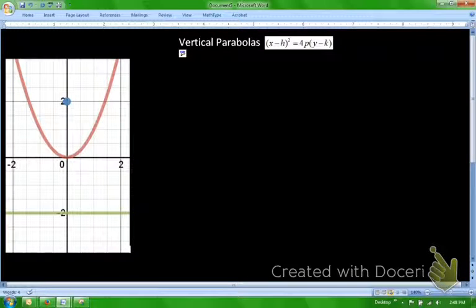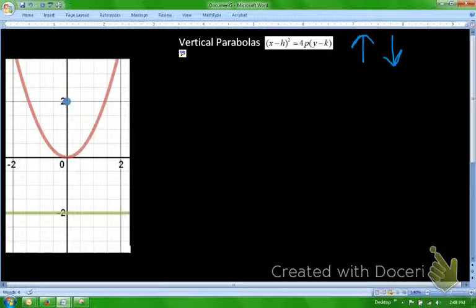Today's lesson is going to be over vertical and horizontal parabolas. Let's start with the vertical parabolas. They are the parabolas that either open up or down, and these are the ones we're most familiar with. The formula is going to be presented in a little different way.